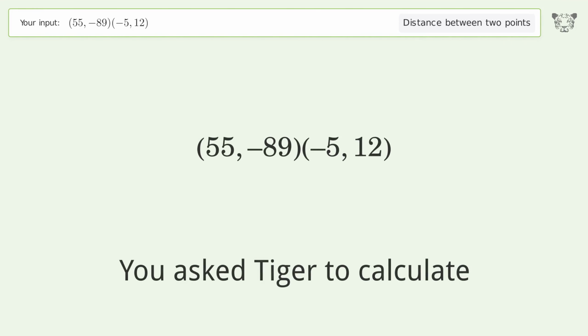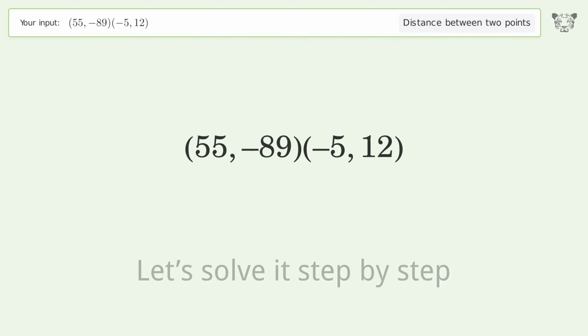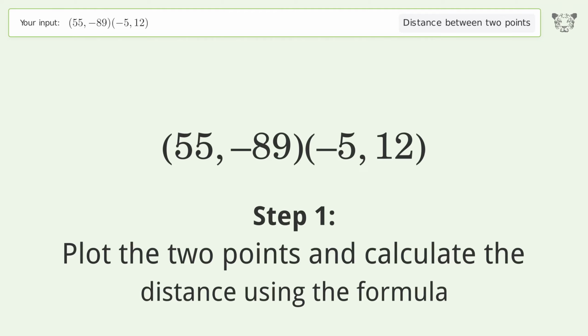You ask Tiger to calculate. This deals with the distance between 2 points. The distance between the 2 points is the square root of 13,801, or 117.478. Let's solve it step by step. Plot the 2 points and calculate the distance using the formula.